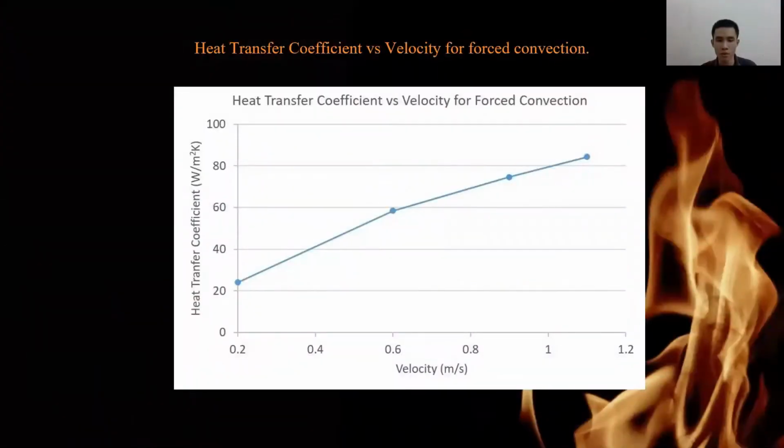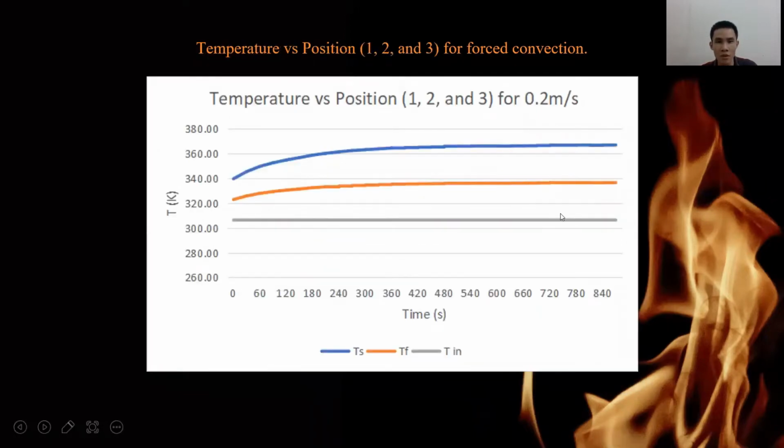I am joining with matrix number MA2006 and I'll present the result. This graph shows the heat transfer coefficient versus the velocity for the forced convection. If you can see, the line is moving outwards. There are 4 graphs below, which are 0.2 meter per second, 0.6 meter per second, 0.9 meter per second, and 1.1 meter per second.